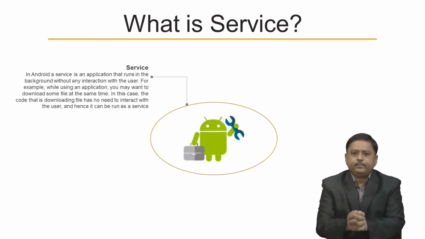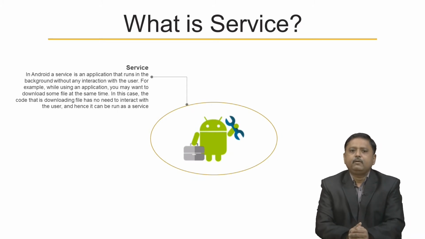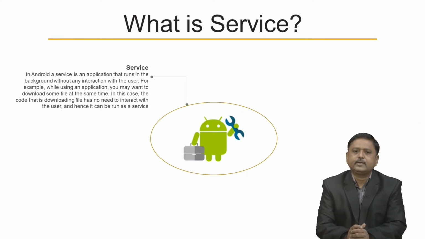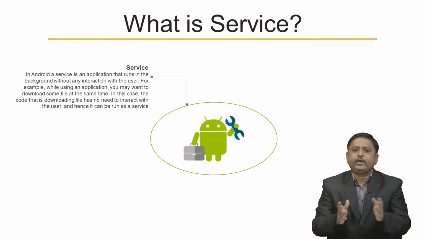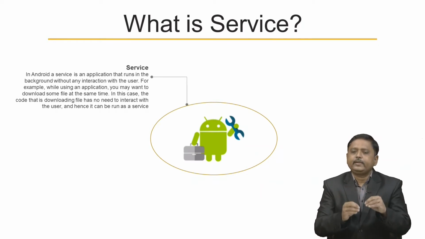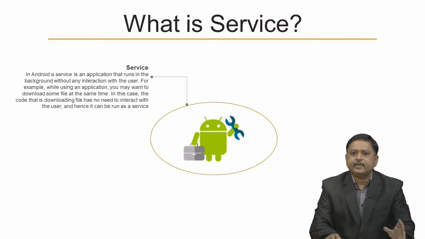In Android, a service is an application that runs in the background without any interaction with user. For example, while using an application, you may want to download some file at the same time. In this case, the code that is downloading file has no need to interact with the user. Hence, it can be run as a service. So, anything that runs in background without user interaction can be considered as a service.